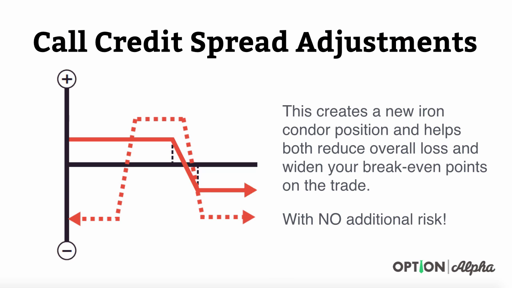Now again, this creates that new iron condor position, helps reduce overall loss, and widens your break-even points on the trade by taking in that additional credit. Remember, if you do this and you match up the number of contracts that you're trading on each side and the width of the spreads, you take no additional risk to do this trade, which is why it's such a great adjustment.